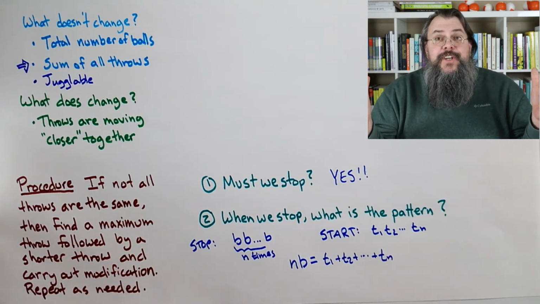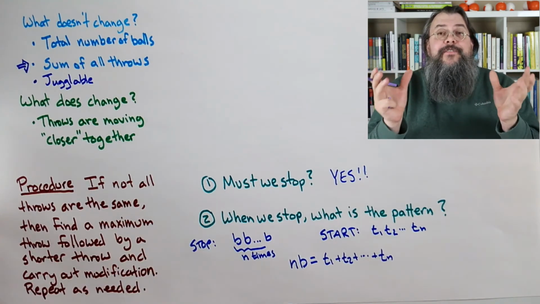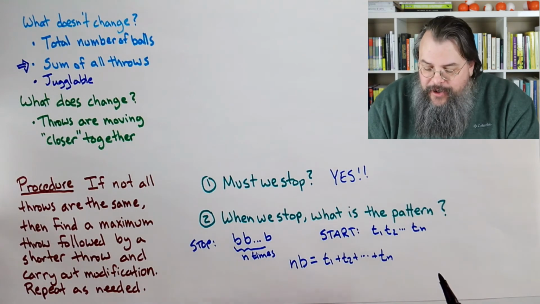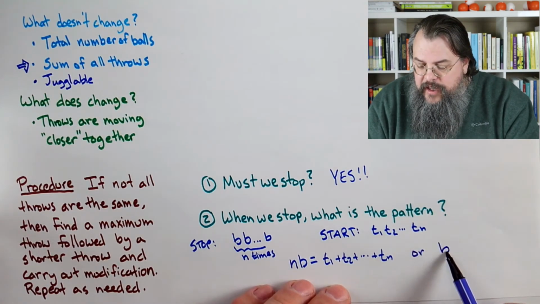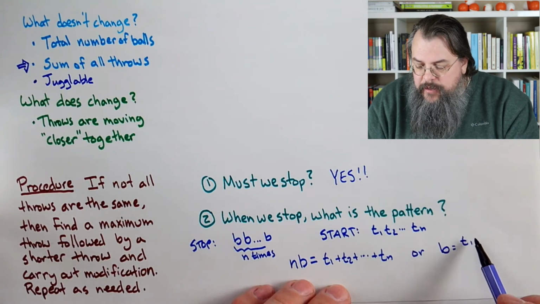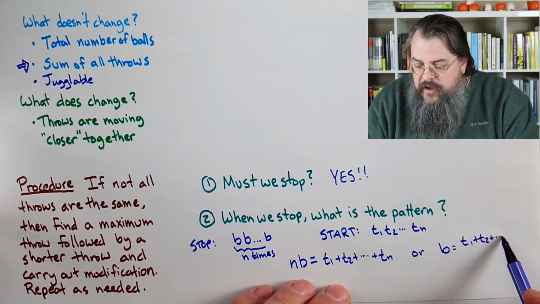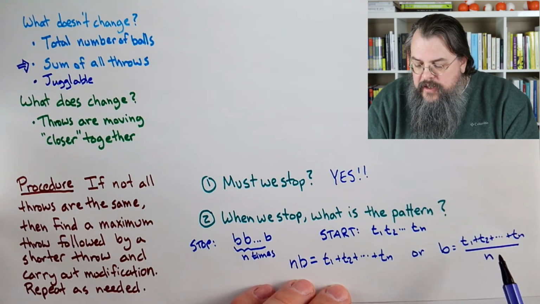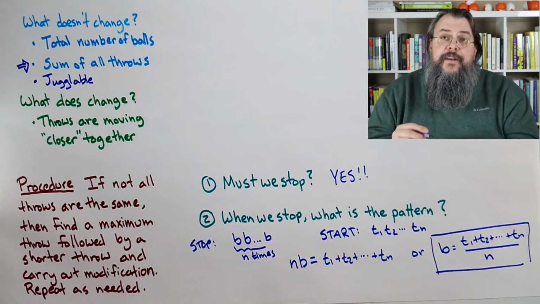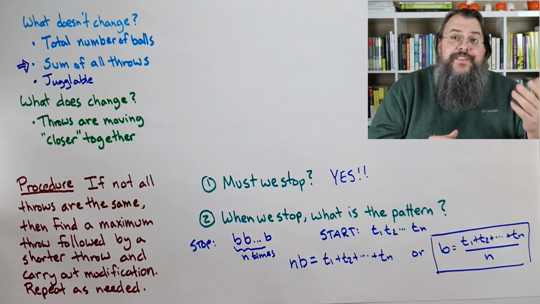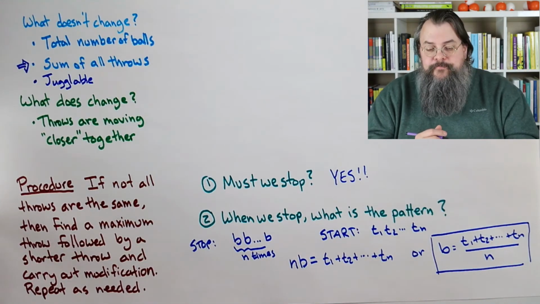Because that never changed. It didn't vary. It was invariant. Or, put another way, again, we can divide by n. We can say that the number of balls, that's T1 plus T2 all the way down to Tn over n. Again, same conclusion that we had. The number of balls is the average of the throws. All right.